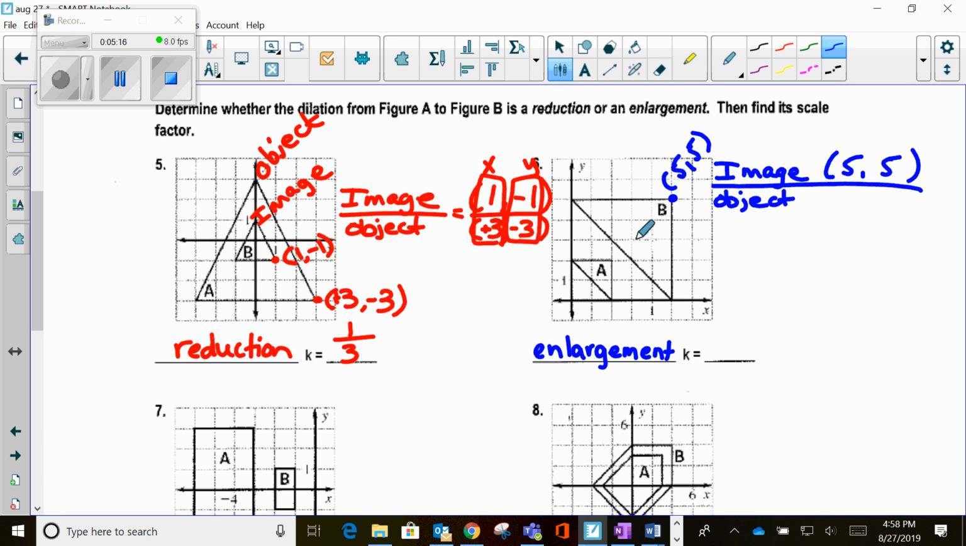And then I'm going to find the corresponding part for the object, which is over 1, 2, up 1, 2. So this point is 2, 2. As I'm writing this as a ratio, I'm lining up my x's, I'm lining up my y's, and you should see that we're getting the same ratio for both the x and the y, so that tells me what my k factor is. I cannot simplify 5 over 2, so I'm just going to leave that as my scale factor. You could change that to a decimal, which would be 2.5, which still tells you that it is an enlargement.